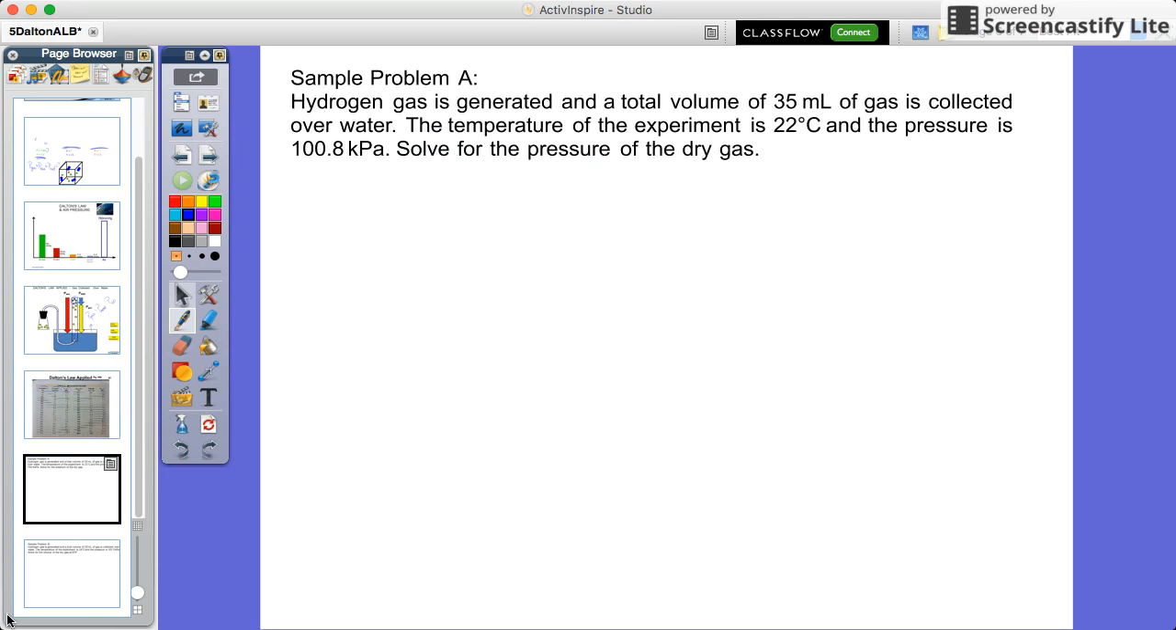So here's a problem. Hydrogen gas is generated and a total volume of gas is 35 mL is collected over water. First thing you should be paying attention to is the fact that this says over water, okay? So the temperature of the experiment is 22 and the pressure is 100.8. Solve for the pressure of the dry gas. I will leave you to this one.